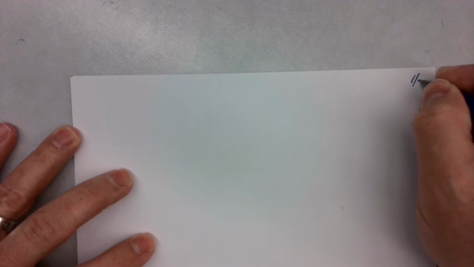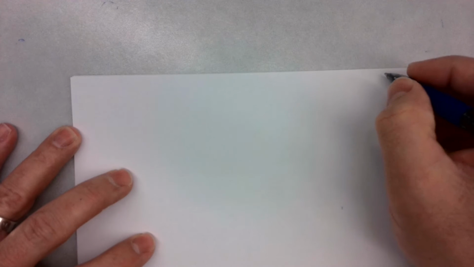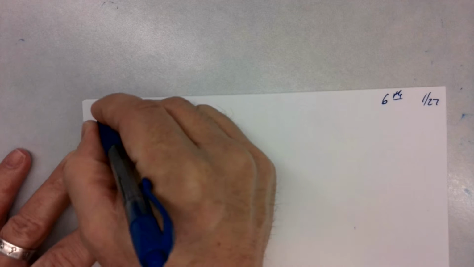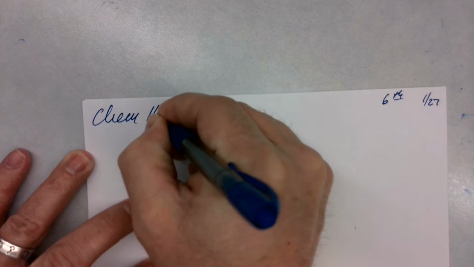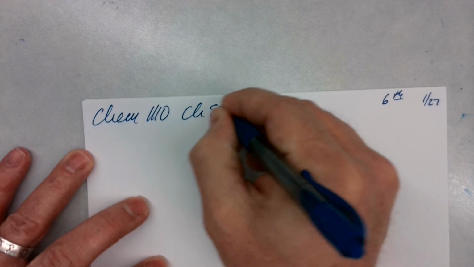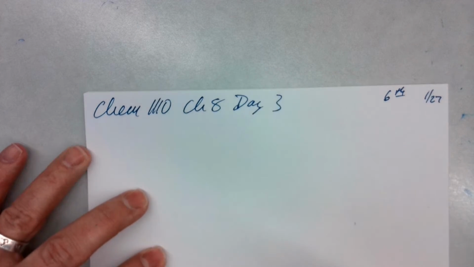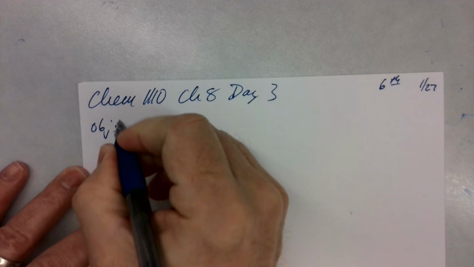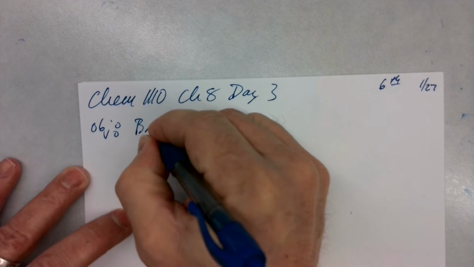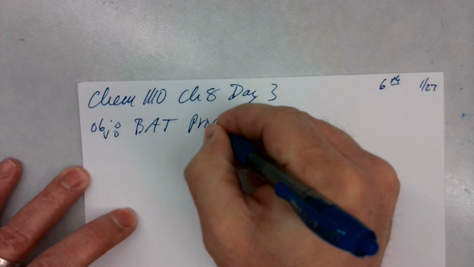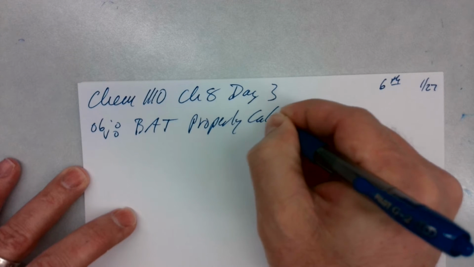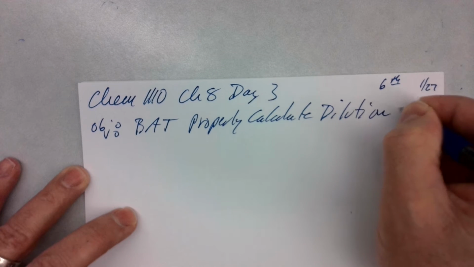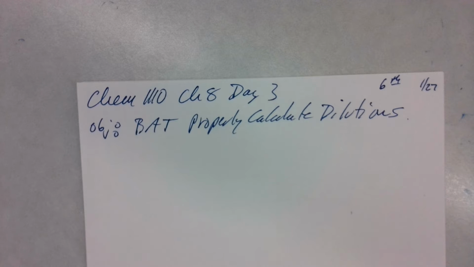Alrighty, so it is 1:27 today. This is 6th period, and this is Chem 1110, Chapter 8, Day 3, and our objective is going to be able to properly calculate dilutions. Is our main goal. We're going to do some other things, but that's our main objective.